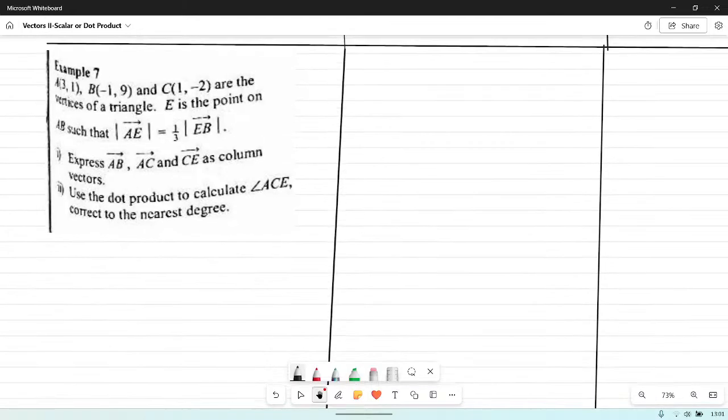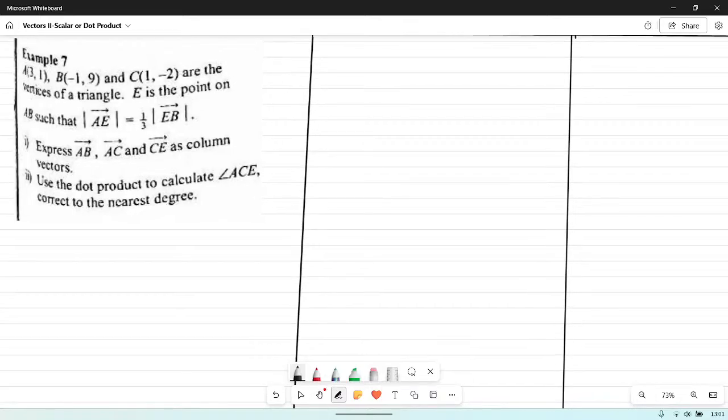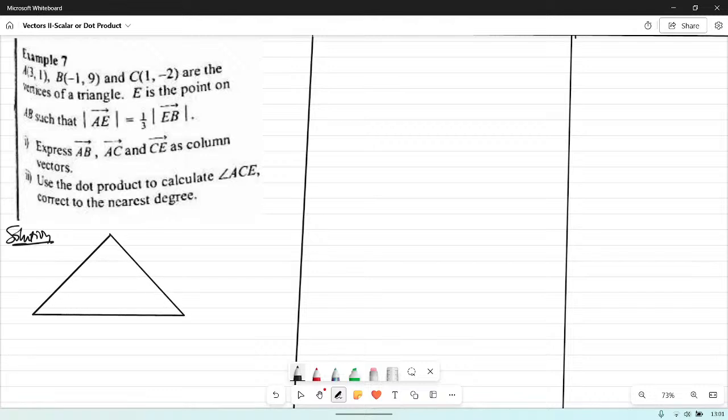Okay, so try this one on your own. I'll give you about 5 minutes. This is a triangle, right? Triangle A, triangle one, B, equal one, C, one negative two.